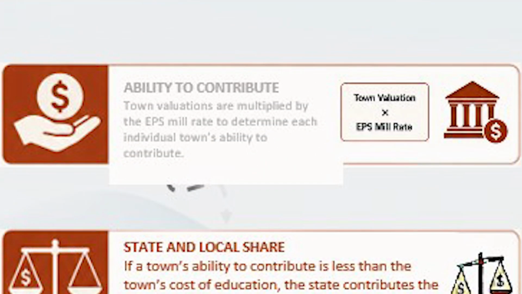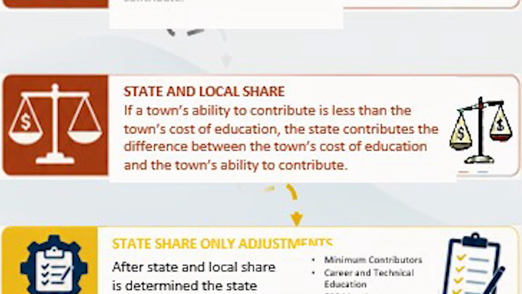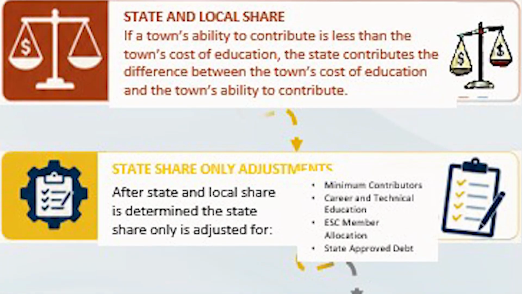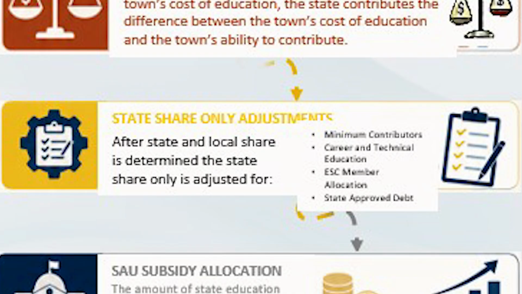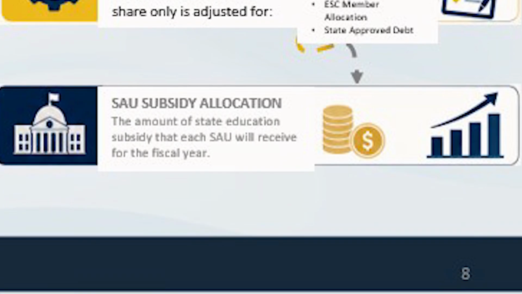Once we have that, we take your total cost of education, and if you're not able to contribute that total amount, then that's where state share comes in. Once we have the state share only, we make some adjustments and come up with a total subsidy allocation for your town. And that is what is sent to the SAUs each year as a monthly subsidy payment. So it's a very simple process, 8 simple steps.